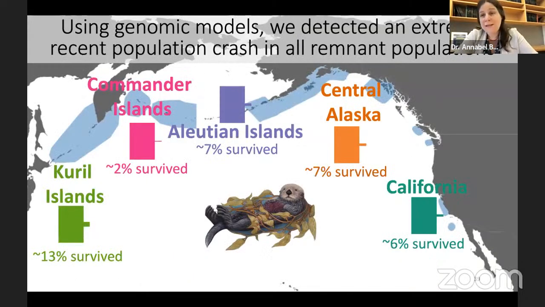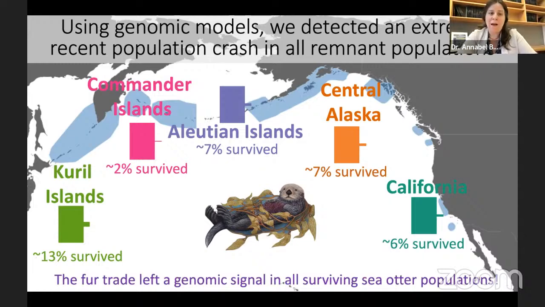What we found is a really similar pattern across all the populations we had sampled, again, all the way from Japan to California, of a crash. And a very intense population crash where only 2 to 13% of the population survived. And this is really concordant with the historical records of the fur trade, but here we're just pulling it out of their genetics. And the fact that the fur trade left such a strong genomic signal in all these surviving sea otter populations shows us just how extreme an event it was and how catastrophic it was for these sea otter populations that made it through.